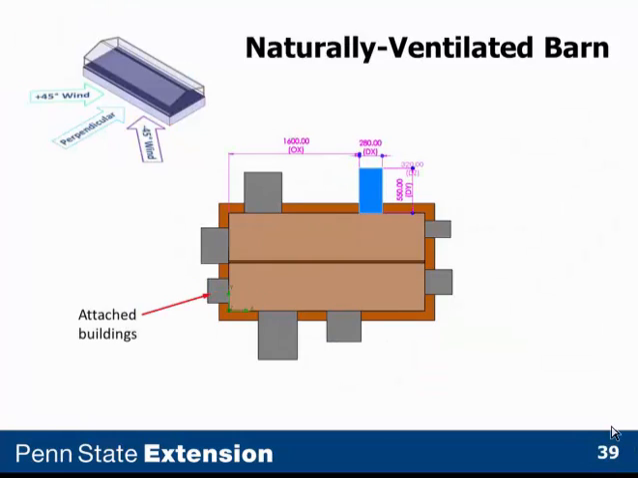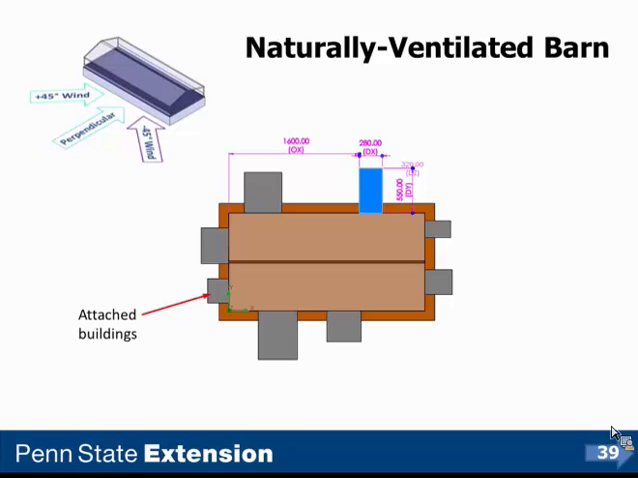In the naturally ventilated situation, you notice in the inset in the upper left, it shows the wind directions. We do ventilation simulations for wind coming at an angle of plus 45 or minus 45 degrees to the long side wall of the naturally ventilated building. And as I said earlier, only when the wind speed is 5 miles per hour or greater.